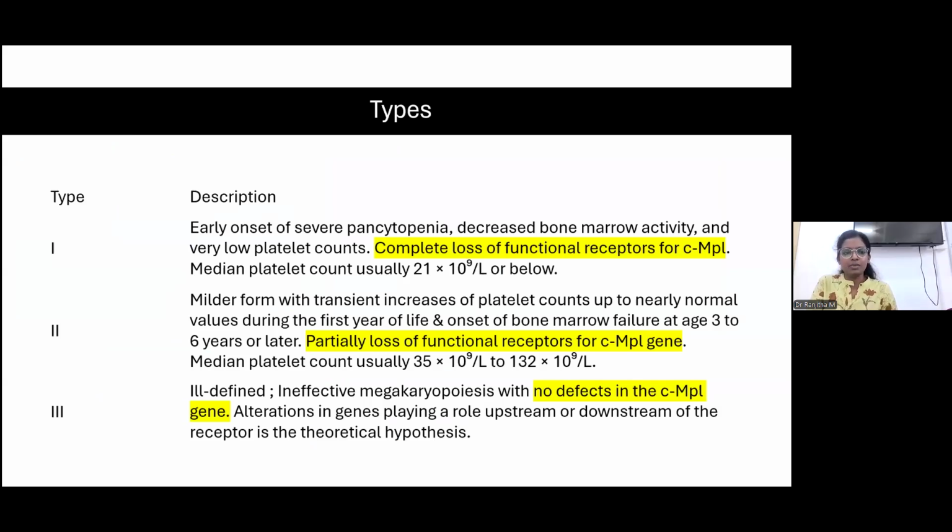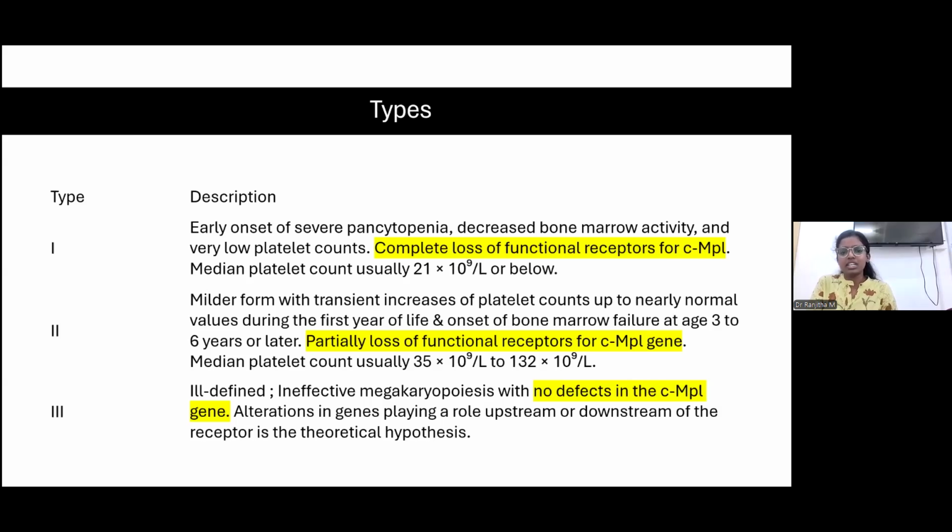So coming to the types, there are briefly 3 types, but type 1 and type 2 are well-defined and type 3 is ill-defined. Type 1 has complete loss of functional receptor for CMPL, and hence they present early in their lifetime with decreased bone marrow activity and very low platelet counts. Usually the platelet counts hover around 20,000.